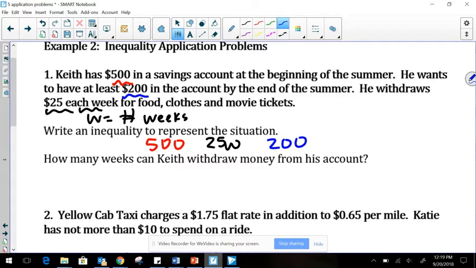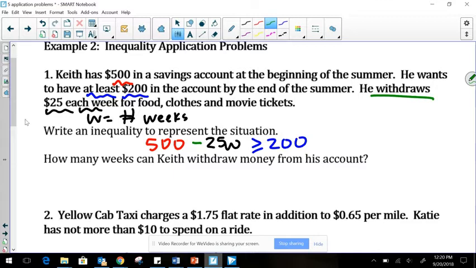Now I have to figure out what symbols go in between. So at least, okay, so he wants 200 or more. So I'm going to have greater than or equal to. Then this is where, this one's a little tricky. It's saying he's withdrawing $25 each week. So that means he's subtracting. He's spending that money. It's going away.